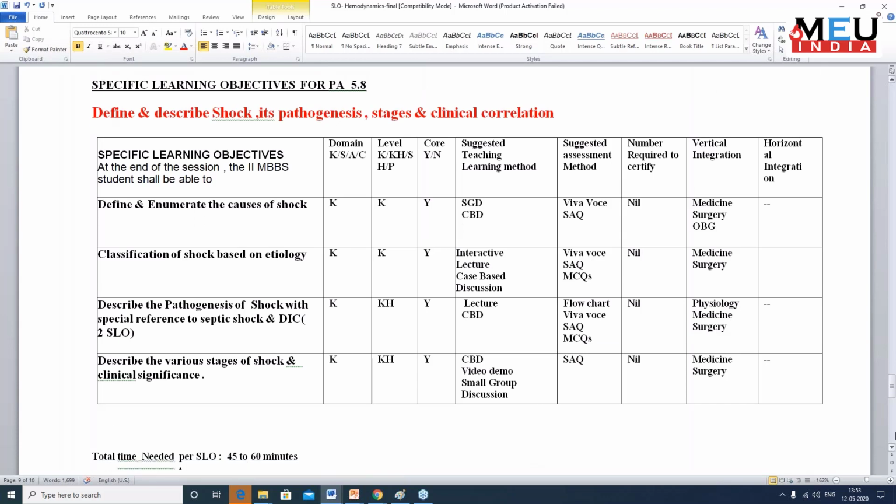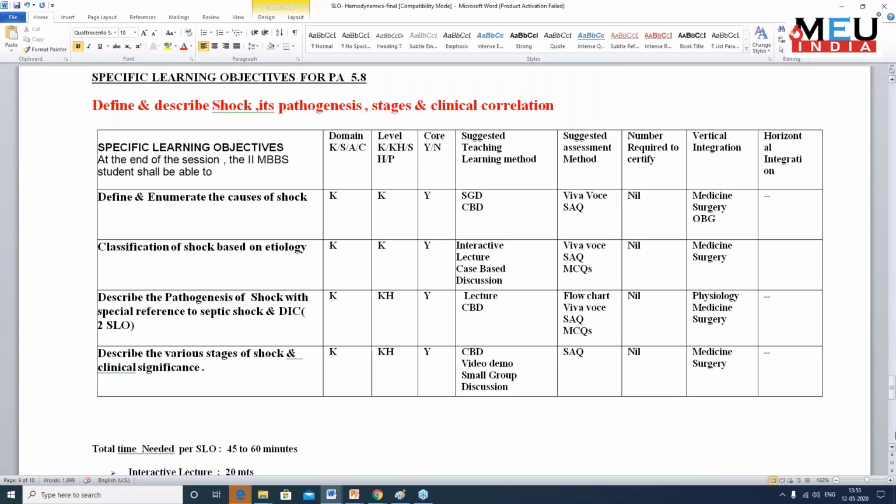So the next SLO is 5.8. Define and describe shock, its pathogenesis, stages, and clinical correlation. Now, depending on your approach, I think this sometimes may need to be split into two classes because septic shock itself takes time and DIC by itself is a class. If you want to put DIC under hematology, then the rest of the topics can be dealt here. But if DIC also is going to be covered here, then we need to split this shock into another SLO.